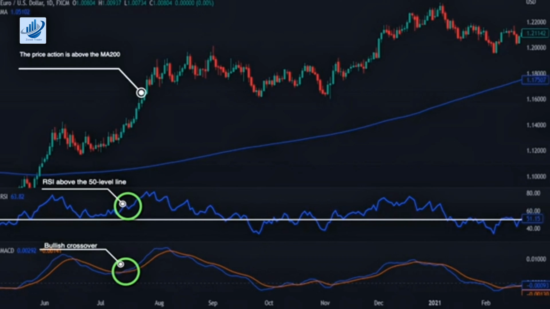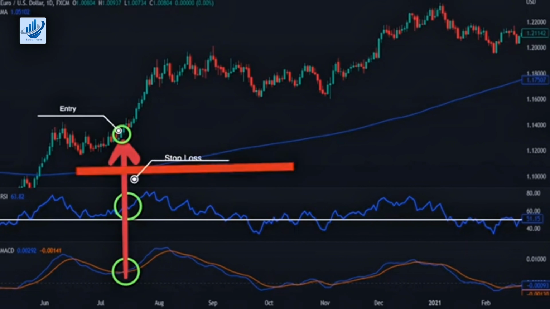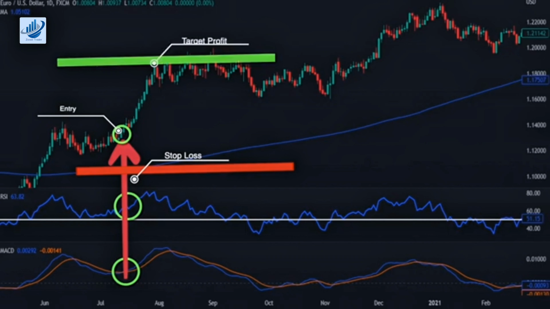Now that we know the conditions, let's look for an entry position. The best entry position is when all conditions are met. Look for the exact candle where the MACD formed the bullish cross. If the candle also traded above the 50 level RSI, then place your entry there. For stop loss, we can put it a little lower than the previous swing low, while the exit price should be set up 1.5 times higher than the stop loss.